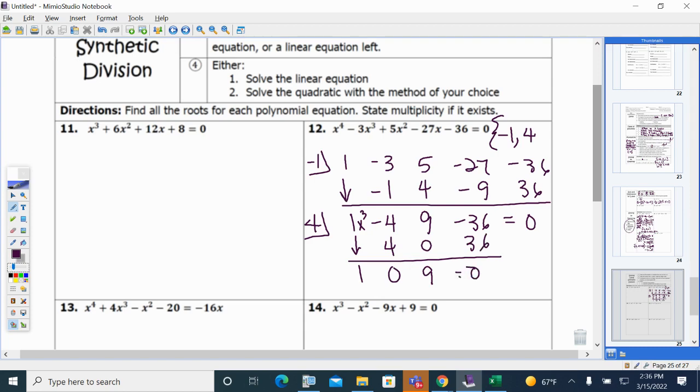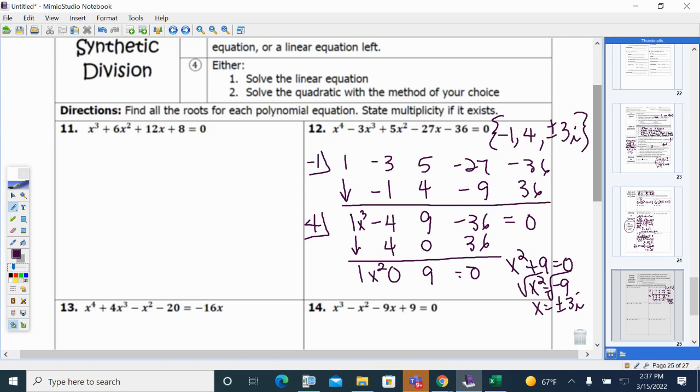Now, this is a quadratic. So I've taken out 2 solutions, which leaves me with a quadratic. So this is x squared plus 9 equals 0 that I can solve. I'm going to subtract the 9, square root both sides, and I get positive and negative 3i. So my 4 solutions are -1, 4, and positive and negative 3i.